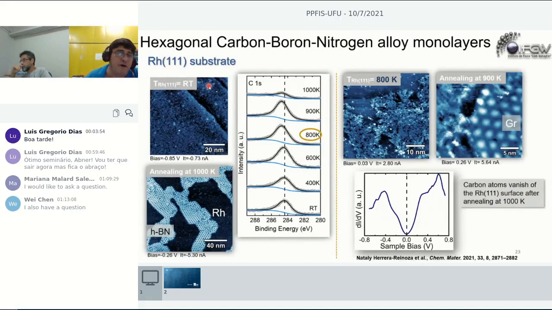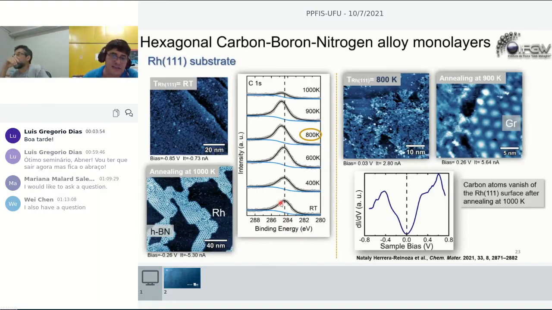I said, okay, let's try with rhodium. We put rhodium single crystal. We deposit the monolayer here of the molecules. This is the STM image. Surface is completely covered, but random. The molecules stick to the surface in a random way.